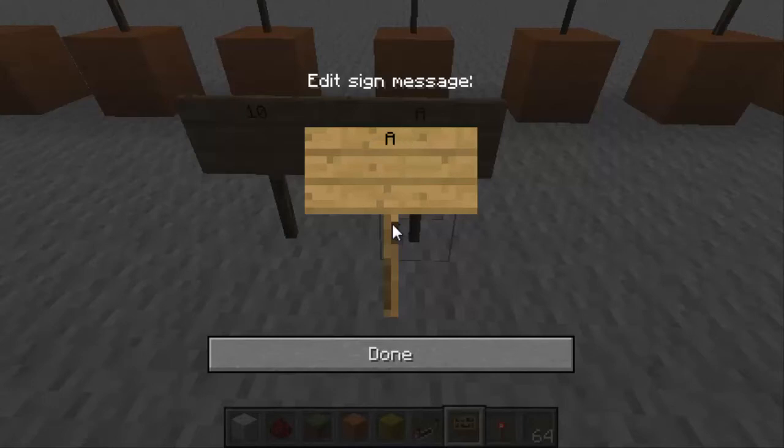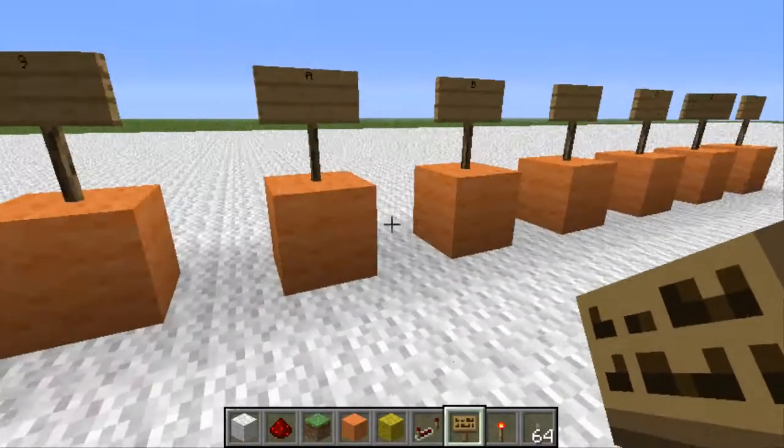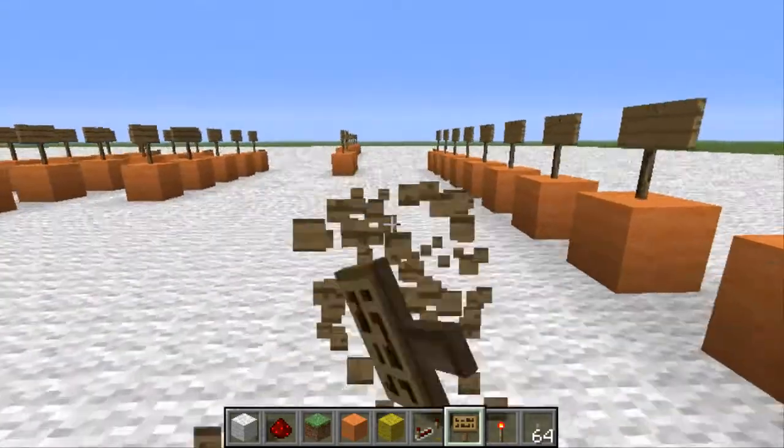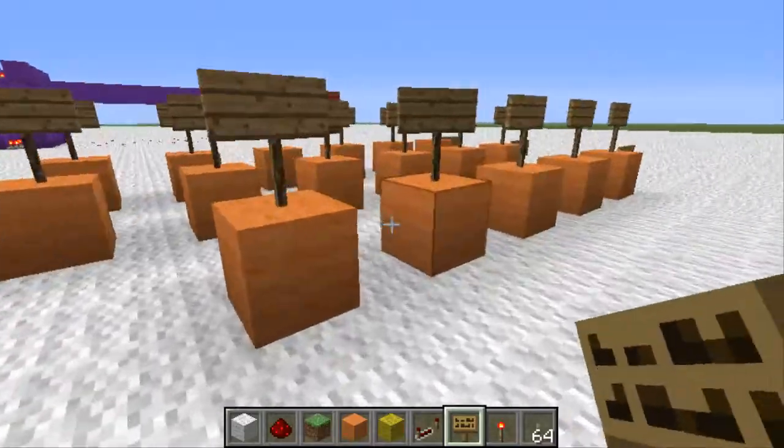But not everyone knows hexadecimal. So pretty much hexadecimal goes up to 15. A through F is 10, 11, 12, 13, 14, 15. And it's fairly simple to remember. Just remember that, and you will be golden.